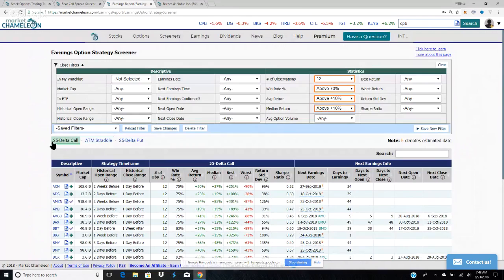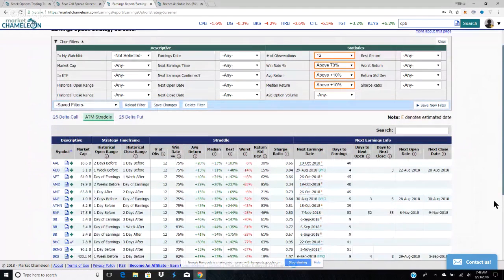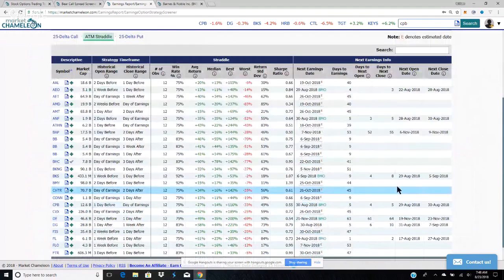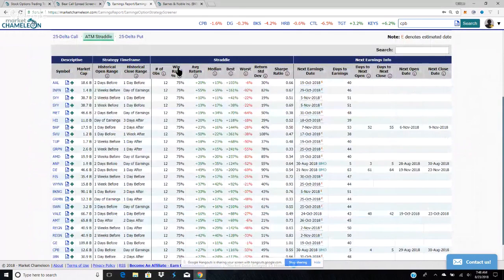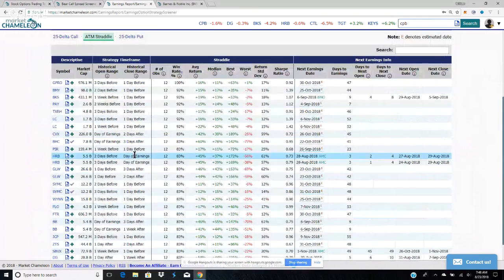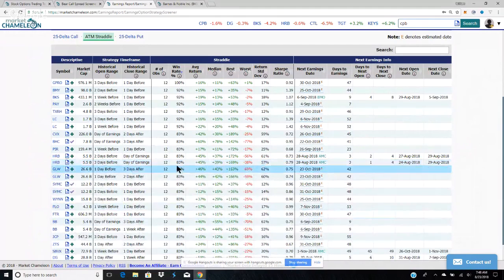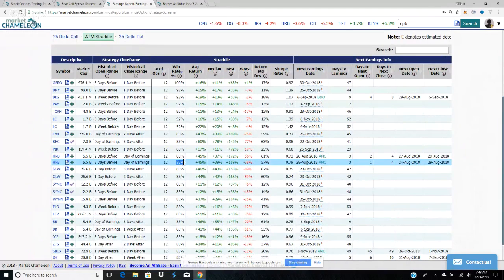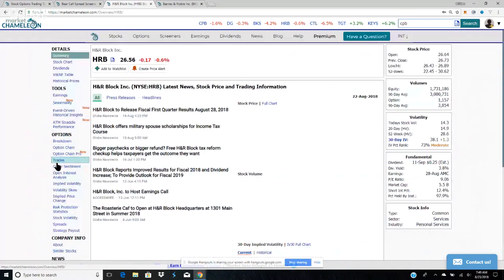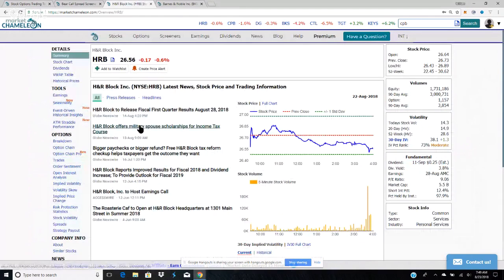So click on that. It's showing up as 25 delta call, so we're going to click that, the money straddle. And we'll search by win rate. I think that's how I had it searched. So here's the HRB. 3 days before earnings, take it off the day of earnings. It's got an 83% win rate. You can all see the numbers. I mean, that looks good to me as well. Let's click on HRB, see if there's anything that jumps out.